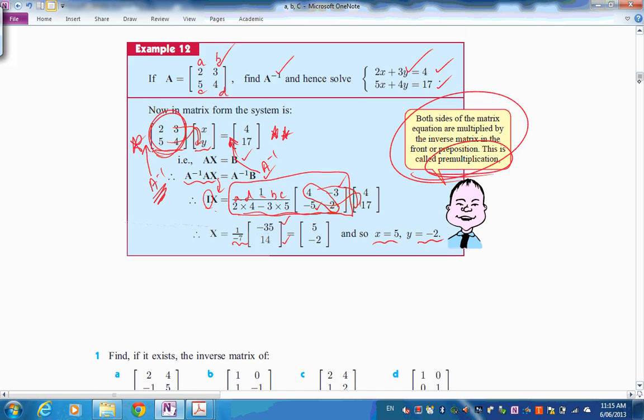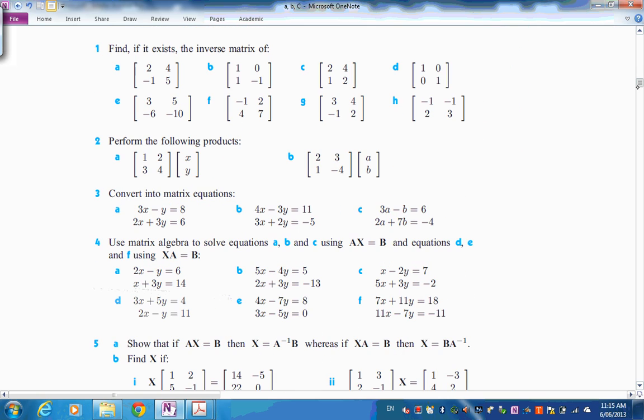Let's have a go. And here's a few little problems for you to develop this new skill. It's an important skill. You can see how useful it is going to be.